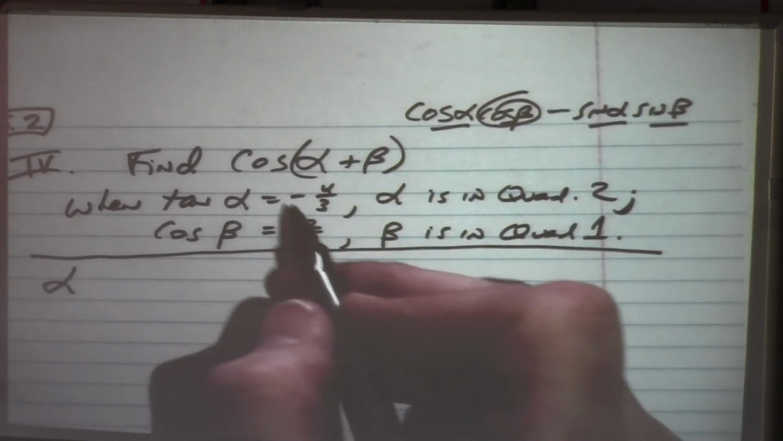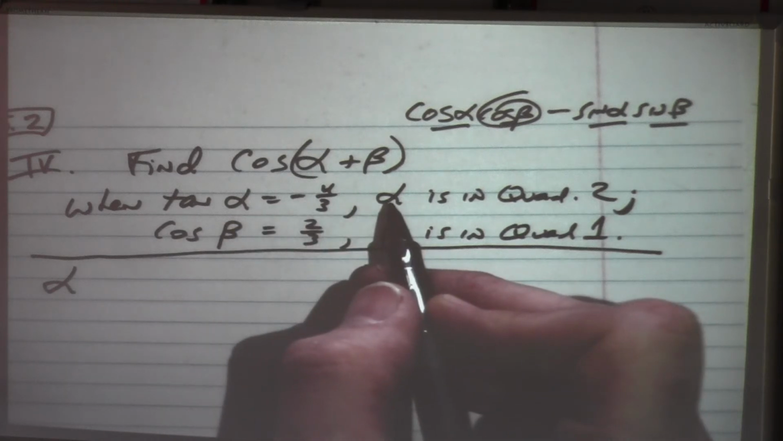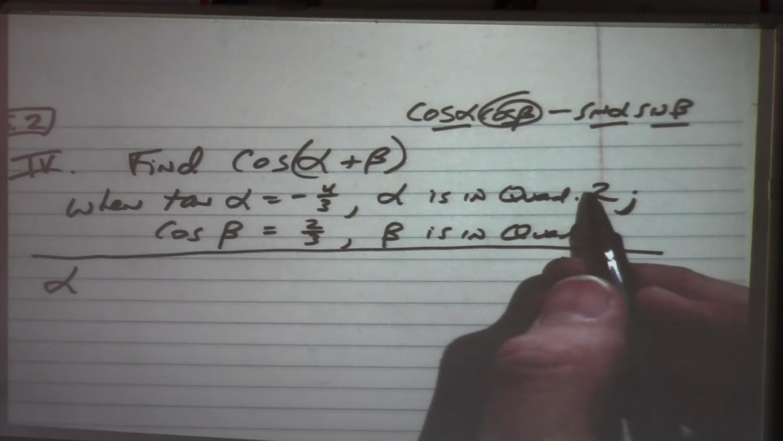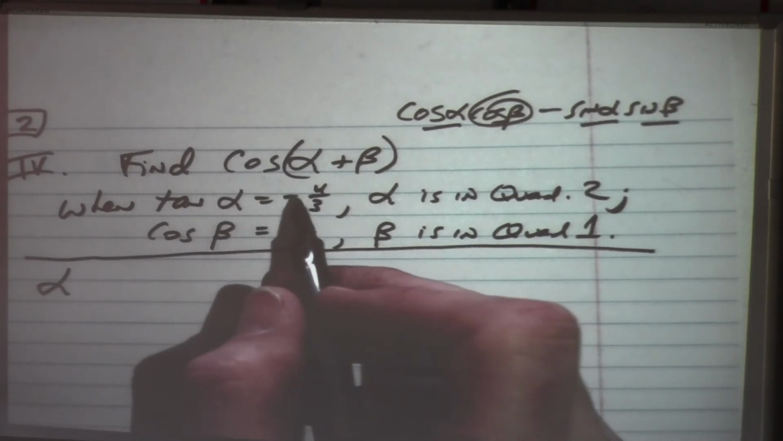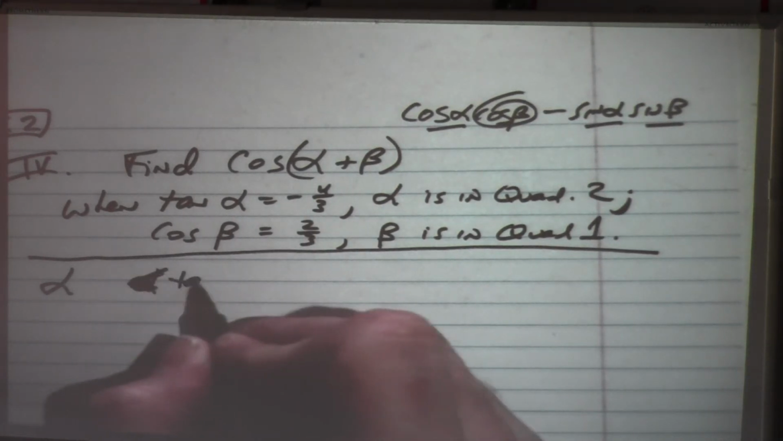There's a couple of things to know looking at this. You see tangent of alpha is negative, and we see that alpha is in quadrant 2. In quadrant 2, cosine's negative, sine is positive, and tangent's negative. So that tells us that when we figure out the numbers for it, the cosine will be negative and the sine will be positive.